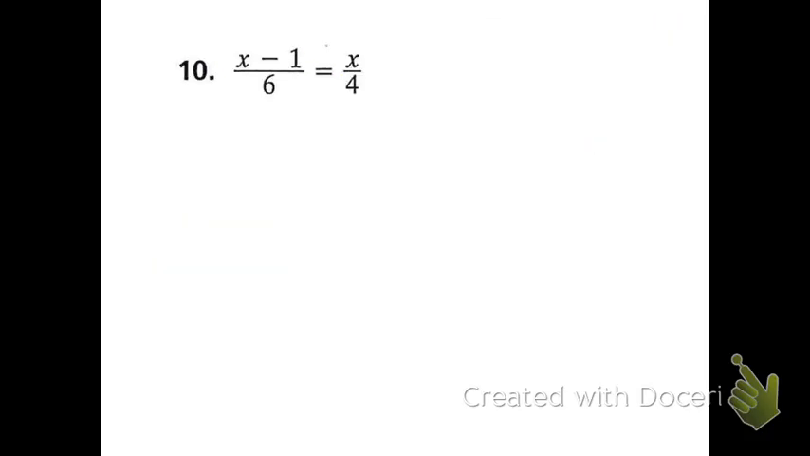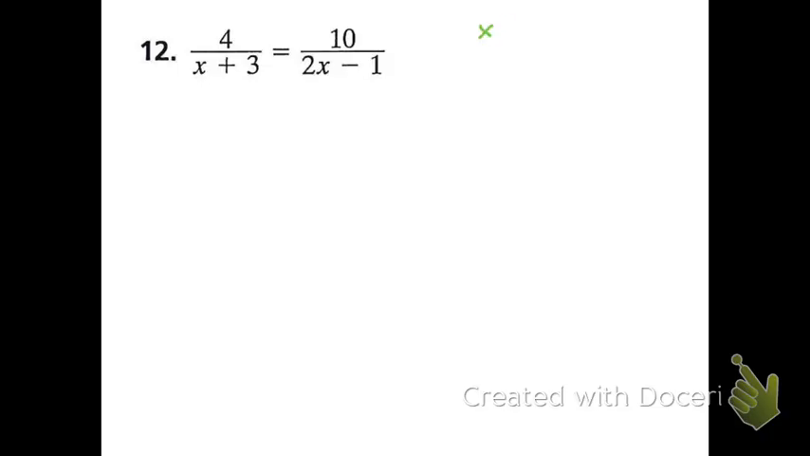Any fun ones coming up? You can do that one. You can do that one as well. I'll take care of this one. One of my last tricks. x plus 3 equals 0. 2x minus 1 equals 0. So subtract 3. You get x cannot be -3.